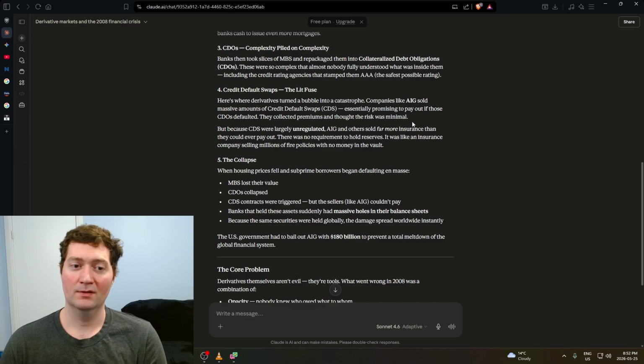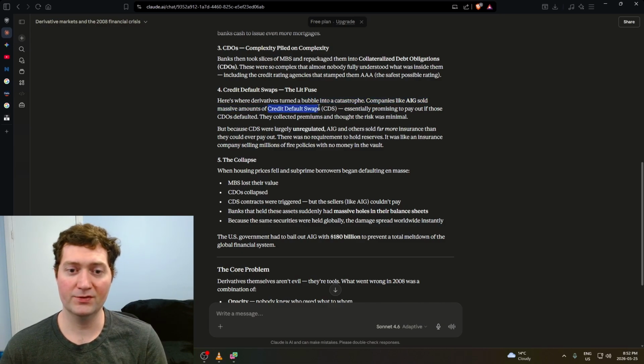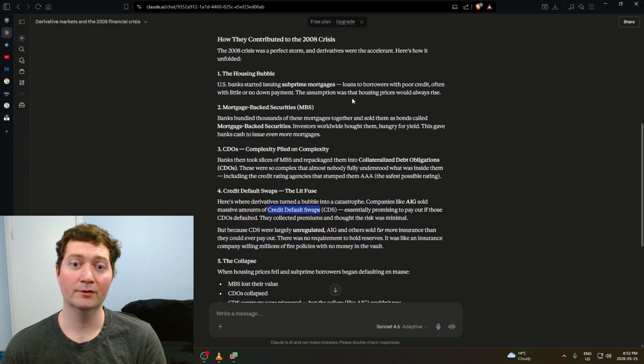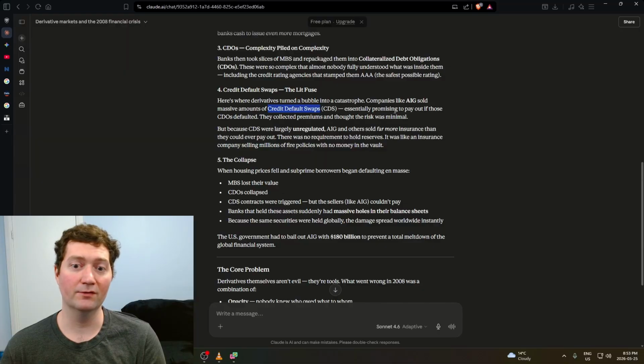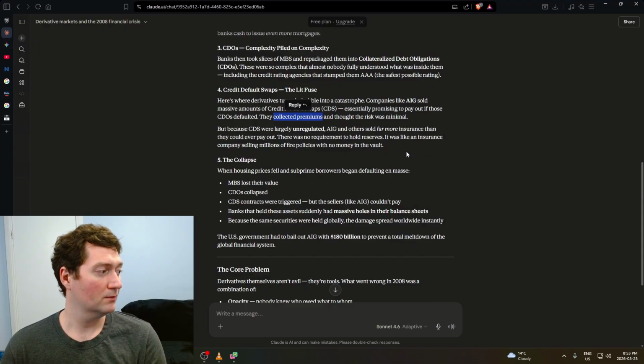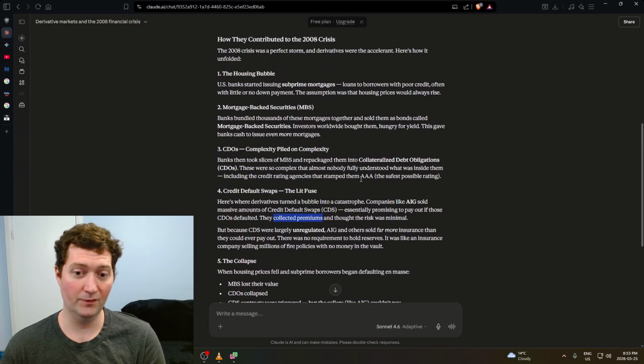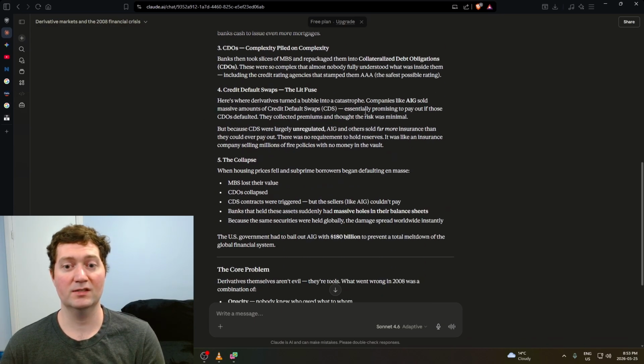Because a credit default swap is a good deal if you know you're holding loans to borrowers with poor credit. You're going to take the credit default swap from AIG, even if it costs you a premium, because you're offloading all of the risk, right? And if you understand the risk, you're absolutely going to take it.